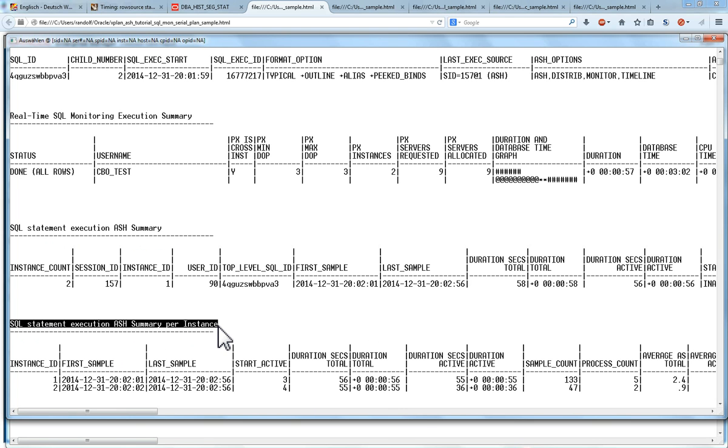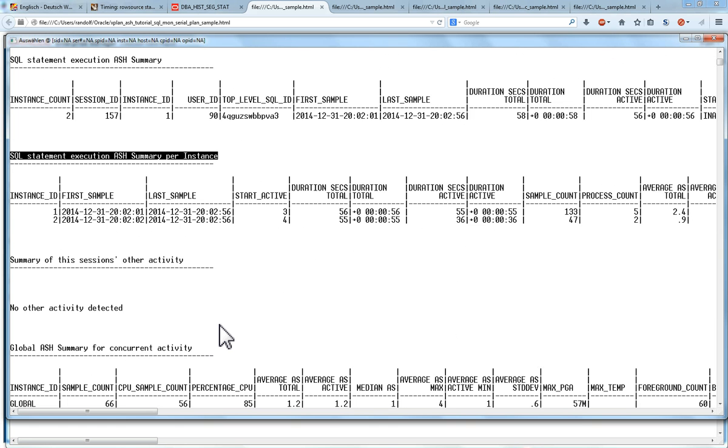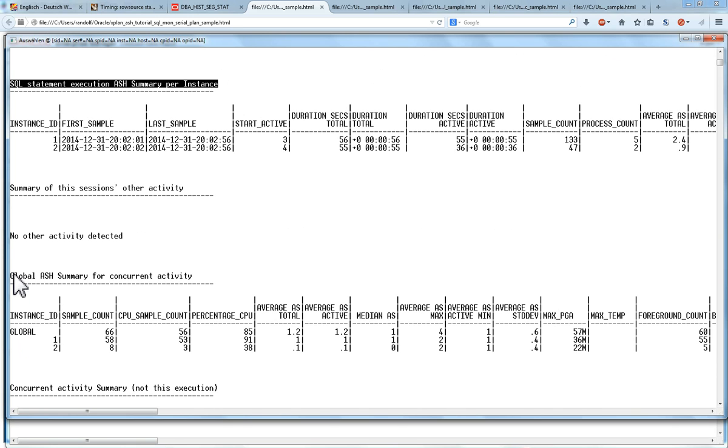So in case of cross-instance parallel execution, there will be a number of additional sections in the report that are about the slicing and dicing of the active session history information on instance level, which I sometimes find very helpful for cross-instance parallel execution, because not always do all the instances do a similar amount of work, and then you get quite a good idea from this breakdown on instance level of what happened on which instance. And there are, as you will see, some other sections that do not necessarily have additional sections following them, but they show their data on a more granular level. Quite often there will be additional columns that specify the instance ID, and you get a global summary and also a summary on instance level, sometimes within the same section.